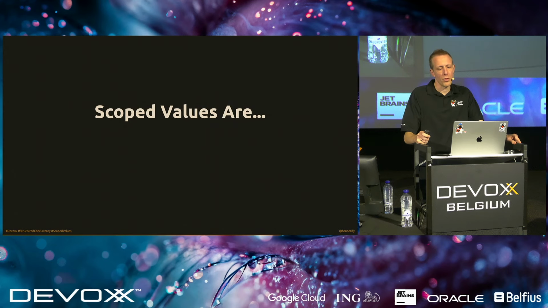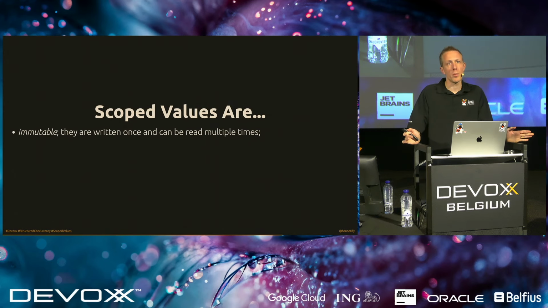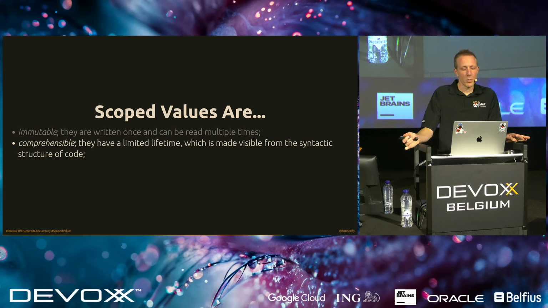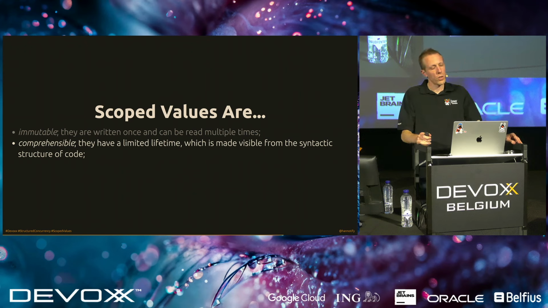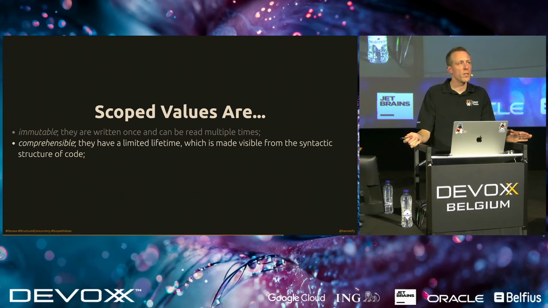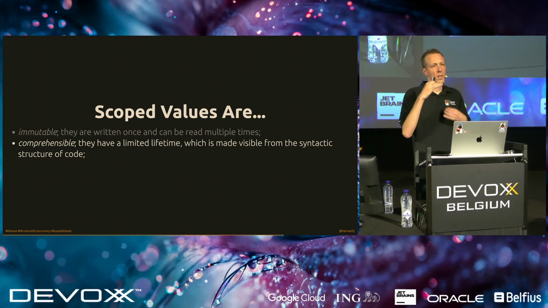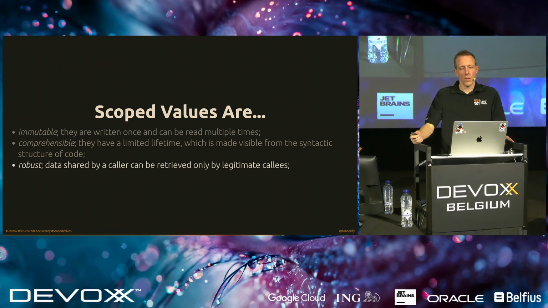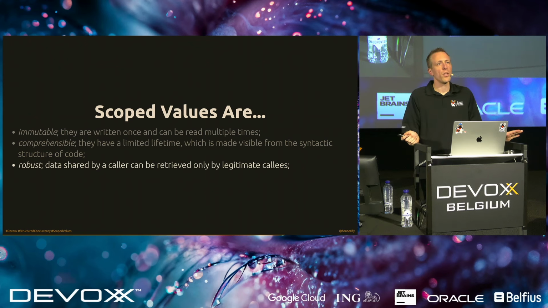But there are also a few improvements, because scoped values are immutable. They are written once, and they can be read multiple times after that. They are comprehensible because they have a limited lifetime, which is made visible from the syntactic structure of code. Right, with a thread local, you could never know for sure where it was used. With a scoped value, it is confined to a literal syntax block in your code. Scoped values are robust because data shared by a caller can only be retrieved by legitimate callees.